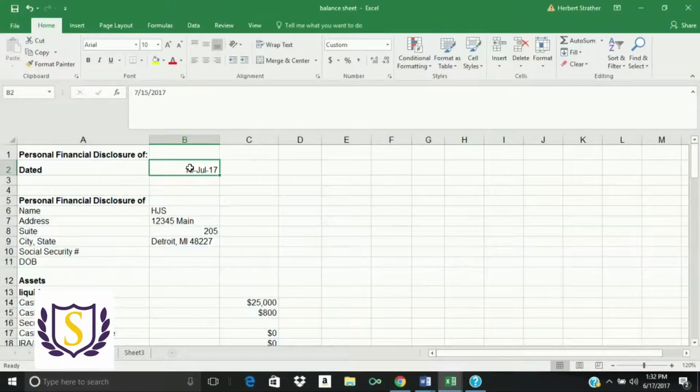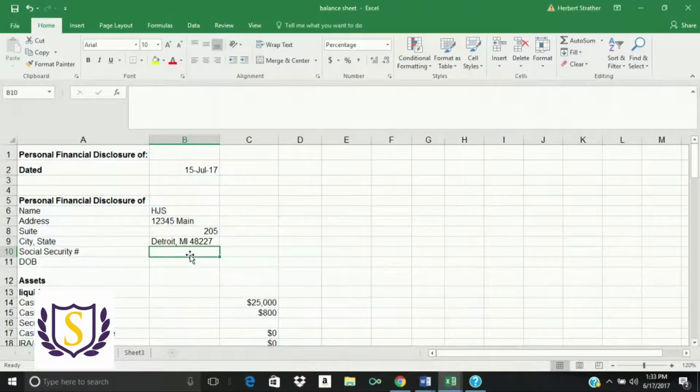The very first thing we have is the personal financial statements form sheet. So you type in the date. I'm going to call it 7/15/17, which makes it July the 15th. It's important for you to set the date because I would like you to be able to go back and say, hey, this is the date that I started and this was my balance sheet.